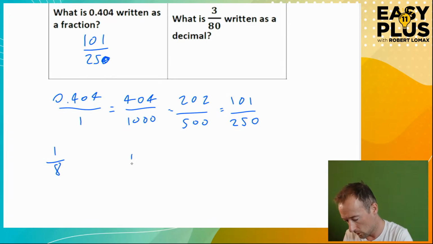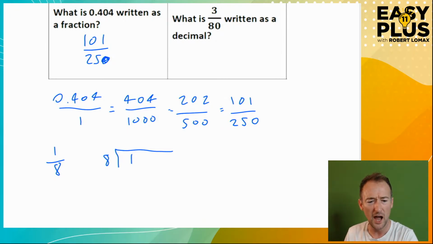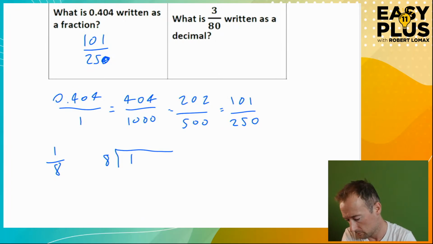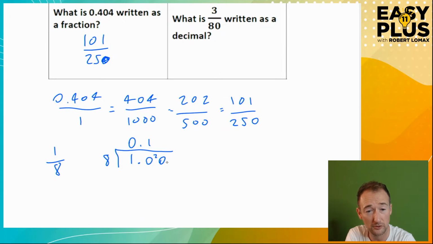So we can do 1 divided by 8. Hang on a sec, you say. How on earth do I do that? Aha! Because we can do this. 1.0 divided by 8. 8 doesn't go into 1, but it does go into 10 once. But there's a remainder, so we need another 0. Carry the 2. Because it's remainder 2, it goes in 1 time, remainder 2.